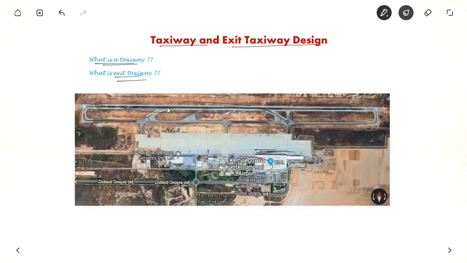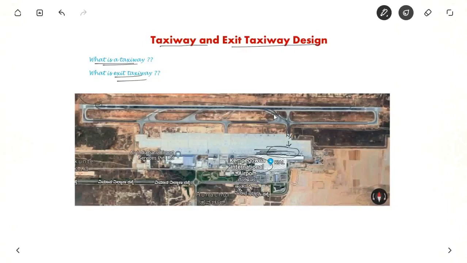So after going through the runway, if it stops here, then it will use this path, and that is called a taxiway. So it uses this one and then uses this part of the road and then comes to the airport. So in simple terms, taxiway provides access to aircraft from runway to the loading apron or gate. So that is the whole purpose of taxiway.